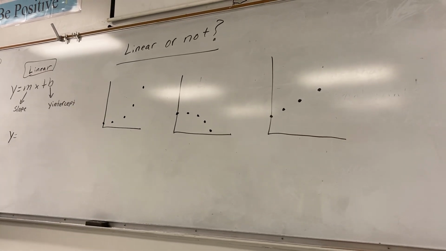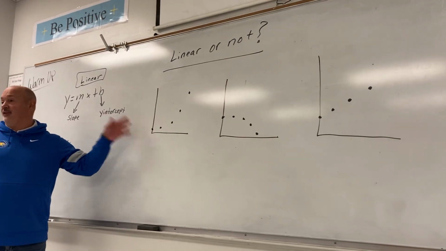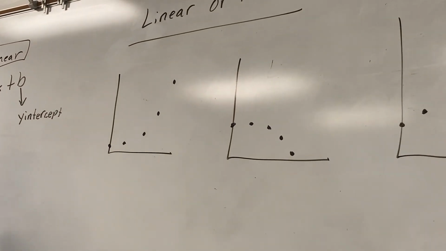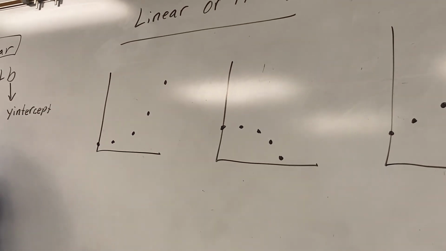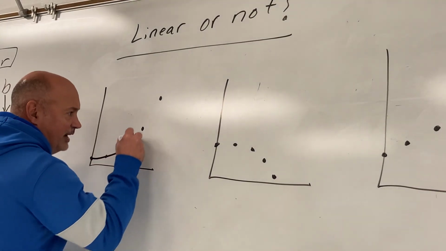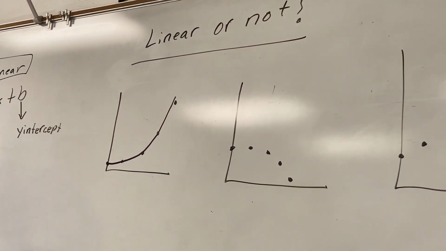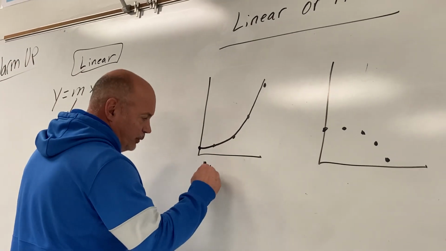All right, let's start with this graph right here. Is this graph linear or not? No. Why not, Katie? Because it's not a straight line, and it's got a curve. Good, good. You should be able to look at a graph and tell if it's going to be a straight line or not. That one's clearly got a curve, not linear.